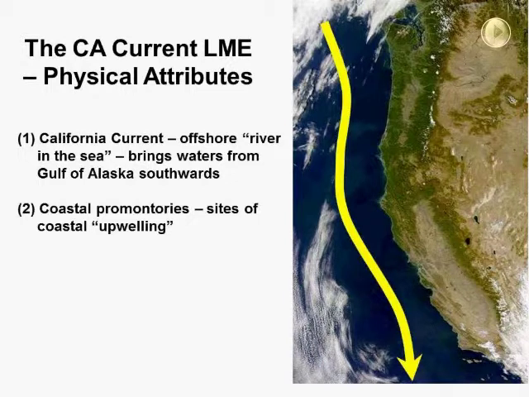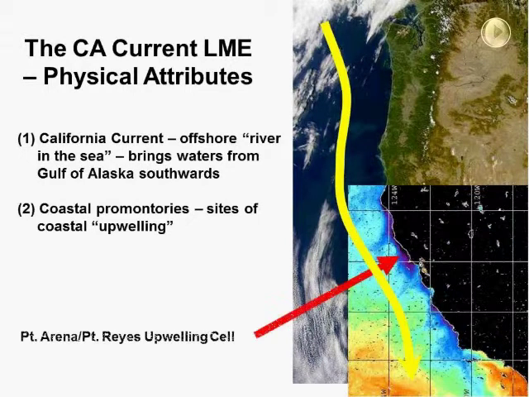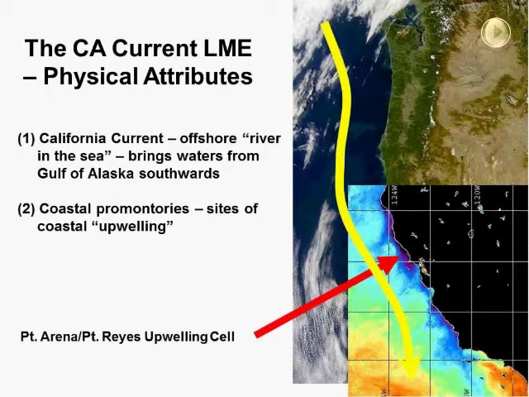There are also coastal promontories such as Cape Mendocino, Point Arena, Point Conception down to the south, and these are centers of upwelling. And I'm going to talk quite a bit more about upwelling than what Bill did earlier.